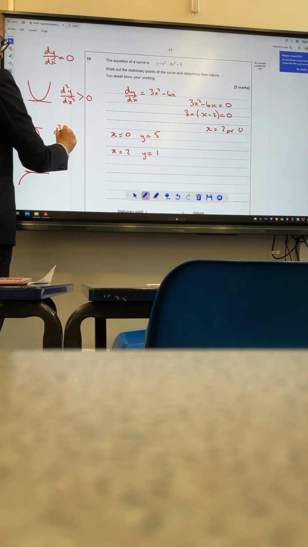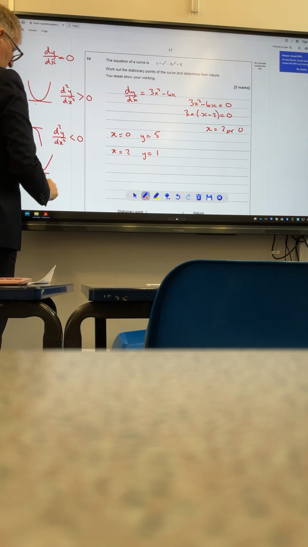And this is, you just have to learn this. Here, for a maximum point, the second derivative is less than 0. Here, second derivative is going to be 0. But, and this is the problem, if it's actually equal to 0, it doesn't necessarily mean that it's a point of inflection. It actually can be either of these.